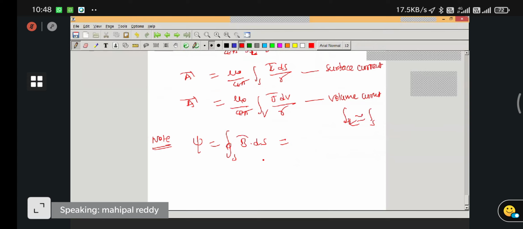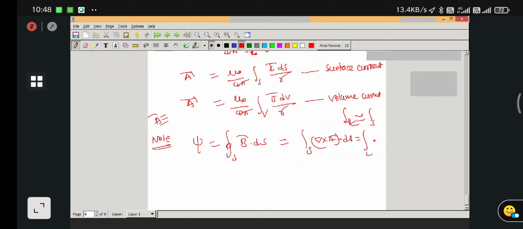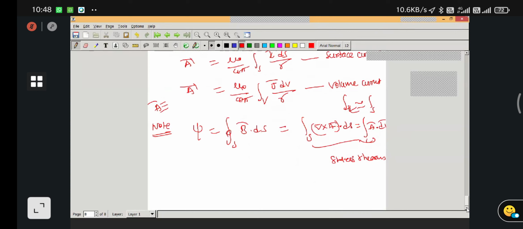Now we take the A vector. We can replace it: the surface integral of curl of A dot ds is equal to the line integral of A dot dl. I think this is Stokes theorem. Please observe the last point. Or else I can write that this surface will be cancelled.